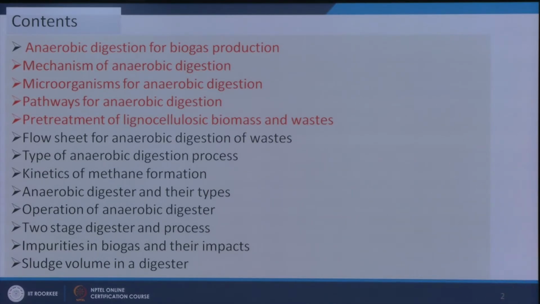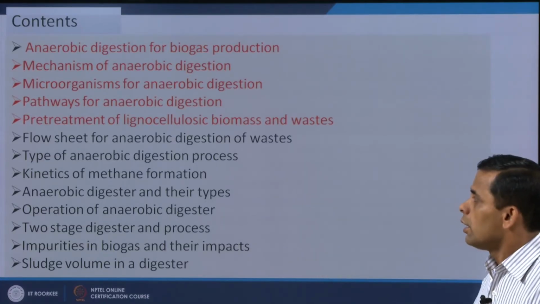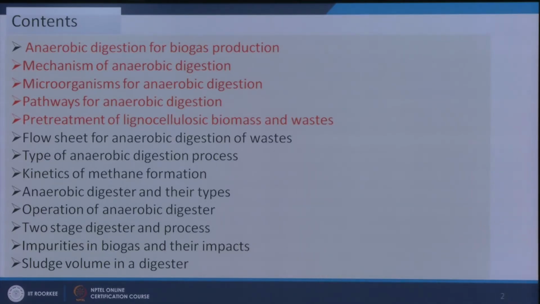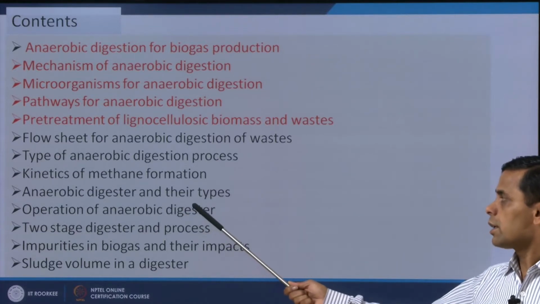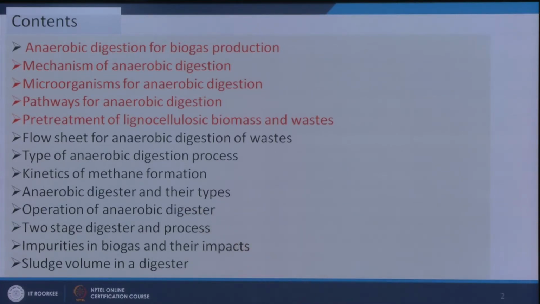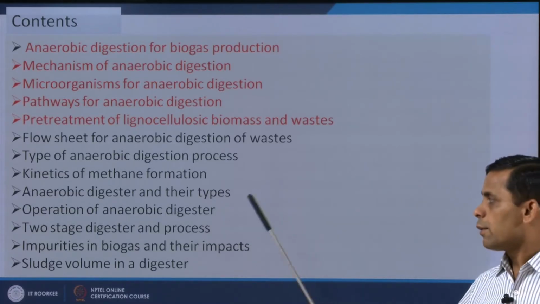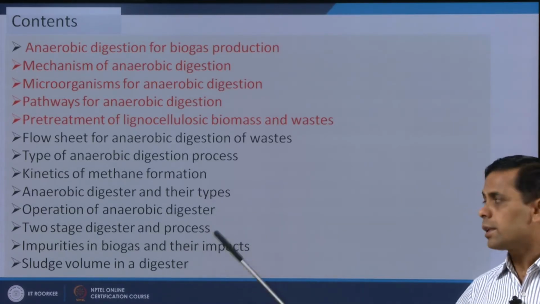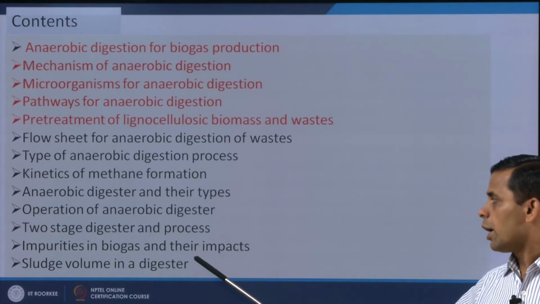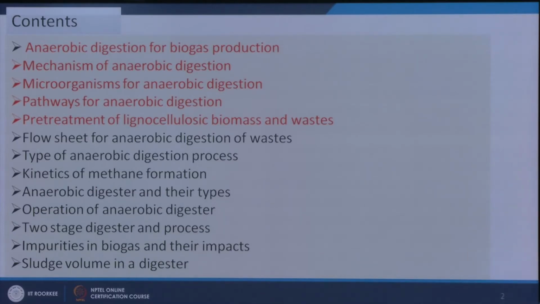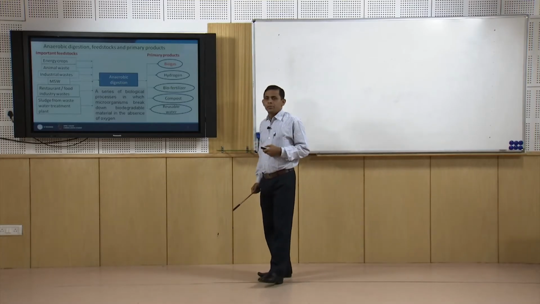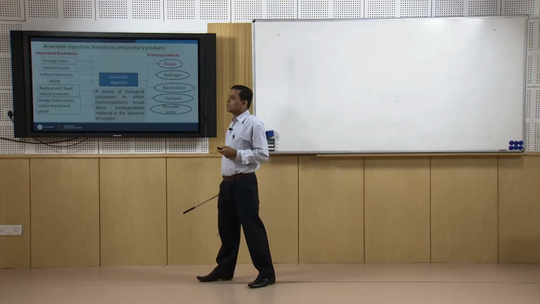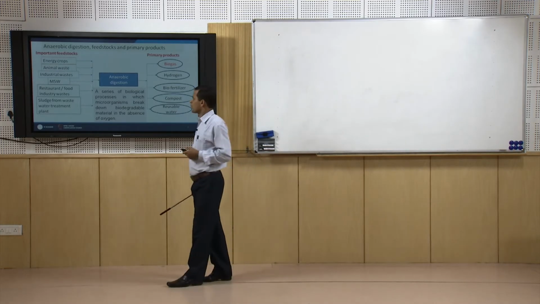Next, the flow sheet of anaerobic digestion of wastes, types of anaerobic digestion process, kinetics of methane formation, then anaerobic digesters and their types, operation of anaerobic digester, two stage digesters and processes, and then impurities in biogas and their impacts, and finally we will also discuss sludge volume in a digester. Now, let us see first the anaerobic digestion and biogas production.